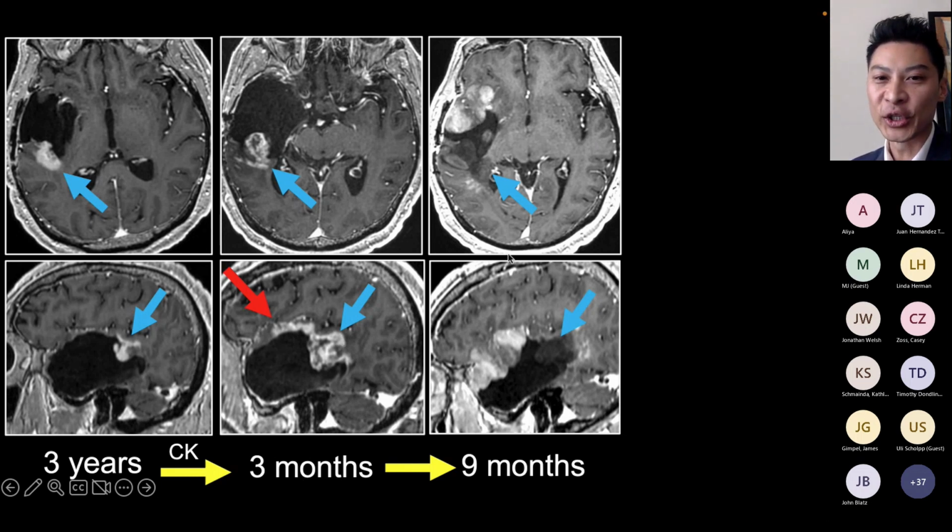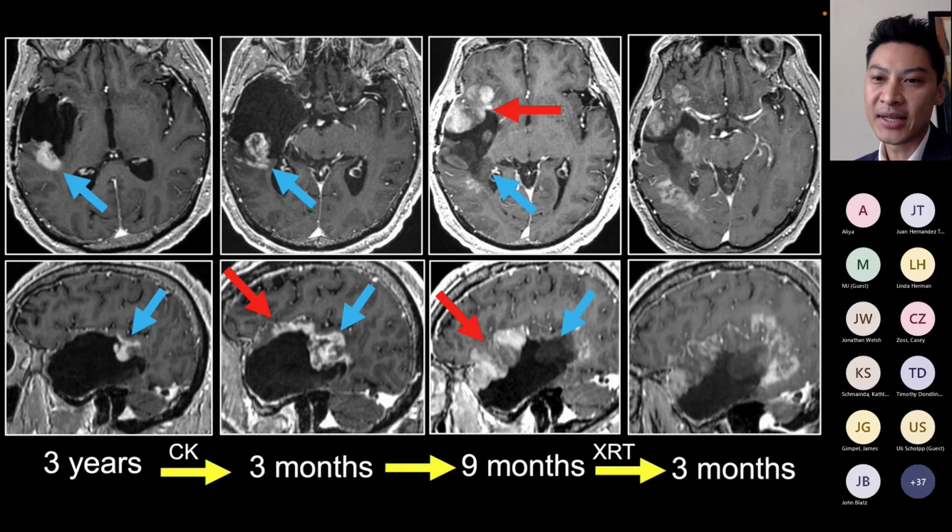But anteriorly, there's progressive enhancement, as well as some areas of enhancement along the posterior aspect of that previously treated lesion. So this really looks like tumor progression in addition to what was a treated lesion earlier on. So the patient received fractionated radiotherapy and represented with this image 3 months later. And you can see that anterior lesion has heterogeneous enhancement, but we do see new areas of contrast enhancement around the previously treated lesion.